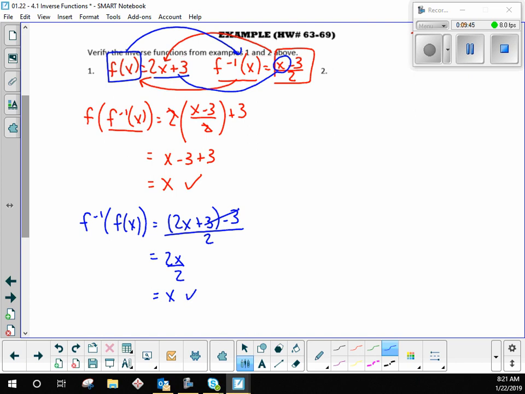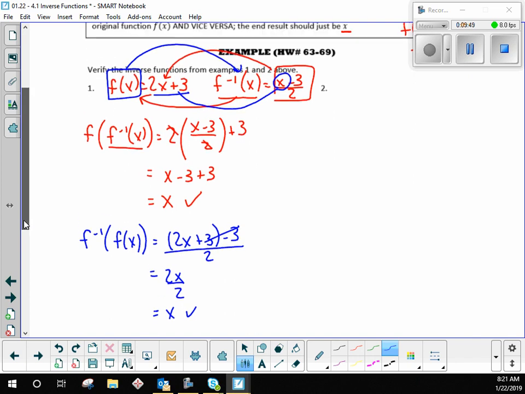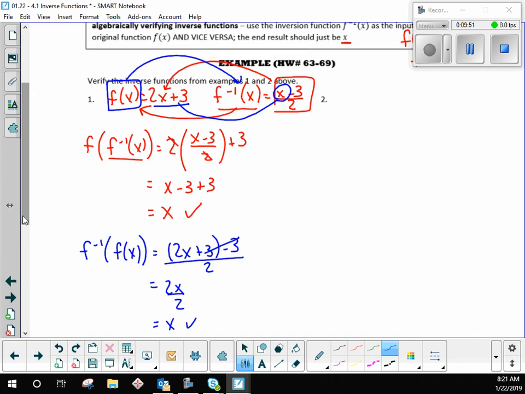So I want you to pause the video. And for example 2, I want you to verify the inverse we got in the previous example. We had this as the original function, and this as the inverse. Pause and do your verification process both ways.